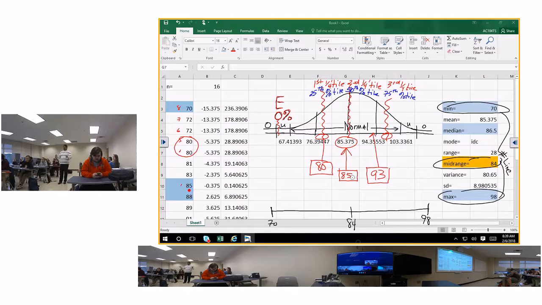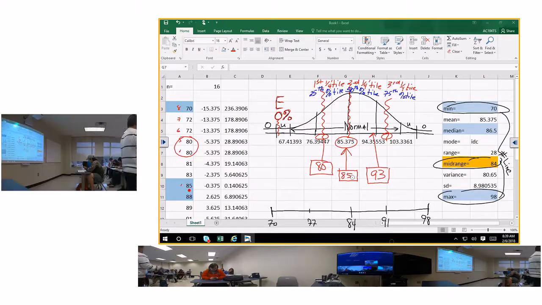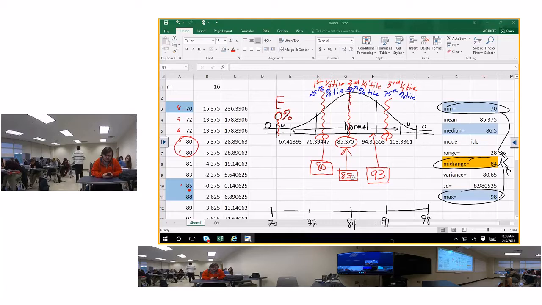What's the difference between 70 and 84? 14. What's half of 14? 7. So I'm going to add 7 to 70, and that'll give me what? 77. Add 7 to 84, and that'll give me what? 91. Now find the middle of those. 3.5. Add 3.5 to each one of those. Take it as far as you want. I don't care how many points you put on your number line, but you need to have at least 6 or 7 to accurately plot your what? Your box plot. So go ahead and put a few more marks on there.